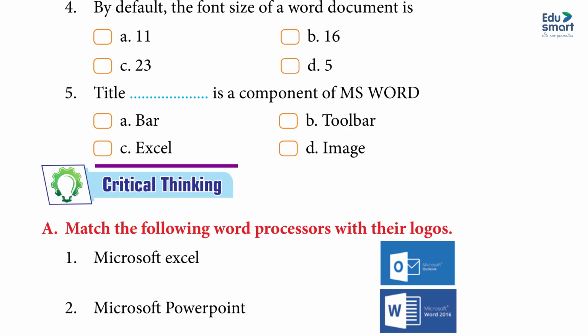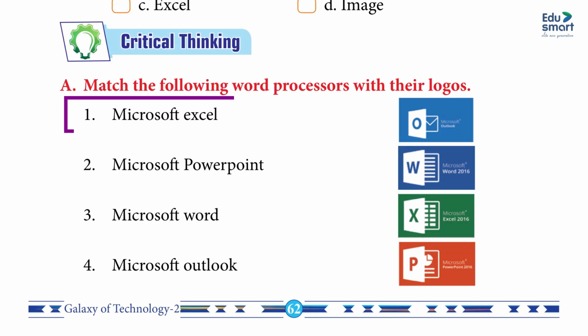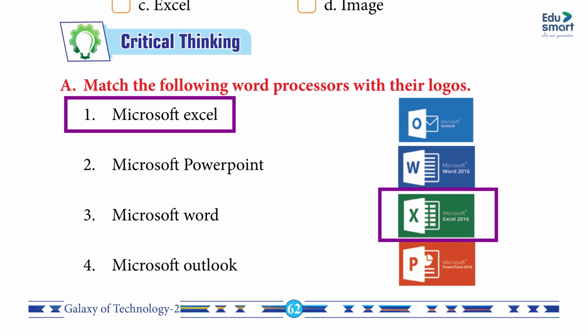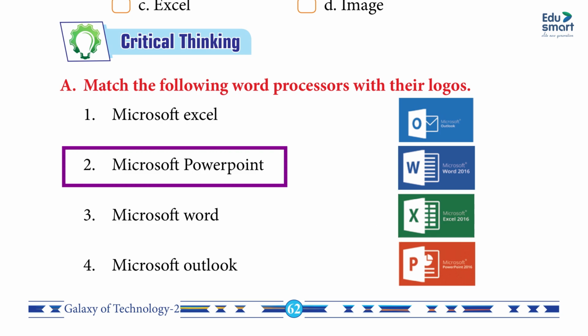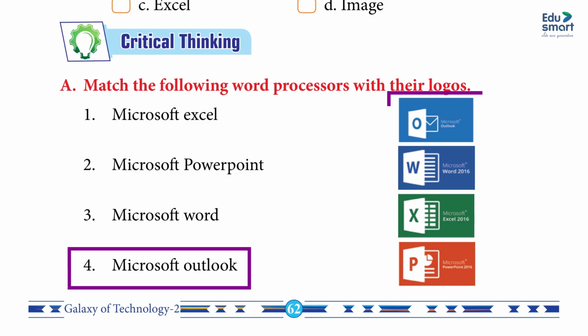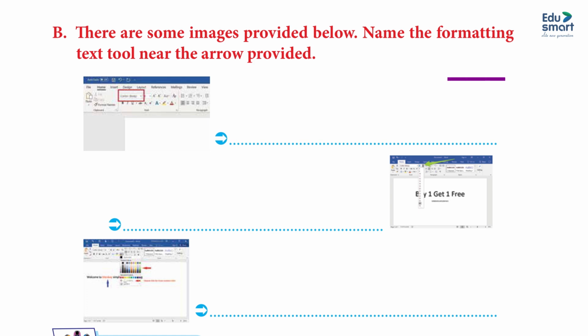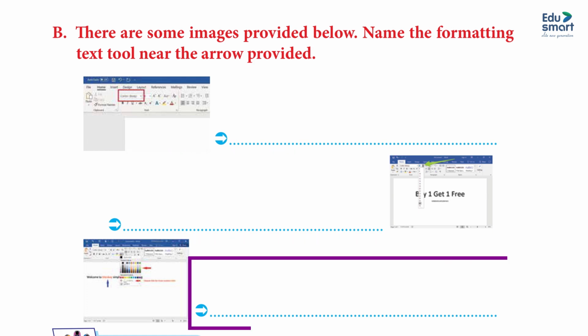Critical thinking. A. Match the following word processors with their logos. Match Microsoft Excel with C. Match Microsoft PowerPoint with D. Match Microsoft Word with B. Match Microsoft Outlook with A. B. There are some images provided below. Name the formatting text tool near the arrow provided. 1. Font style. 2. Font size. 3. Font color.